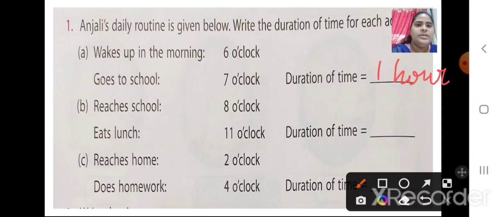Let us calculate. Again we are going to subtract 11 o'clock minus 8 o'clock. What is the answer, children? How many hours will be there? 8, 9, 10, 11. So 3 hours.